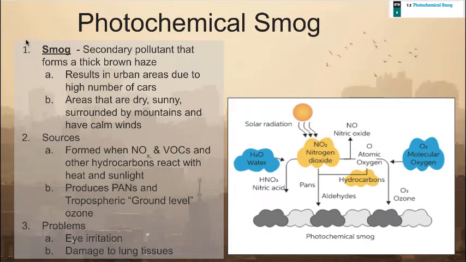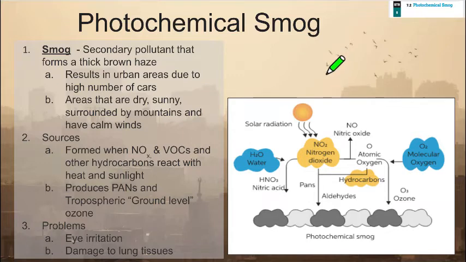Piggybacking off of tropospheric ozone is photochemical smog. Smog is a kind of generalized term for additional pollutants that start to be formed from a very similar process as tropospheric ozone. And in fact, tropospheric ozone is part of photochemical smog. Smog is a secondary pollutant that forms this really thick brown haze we can see in the background.